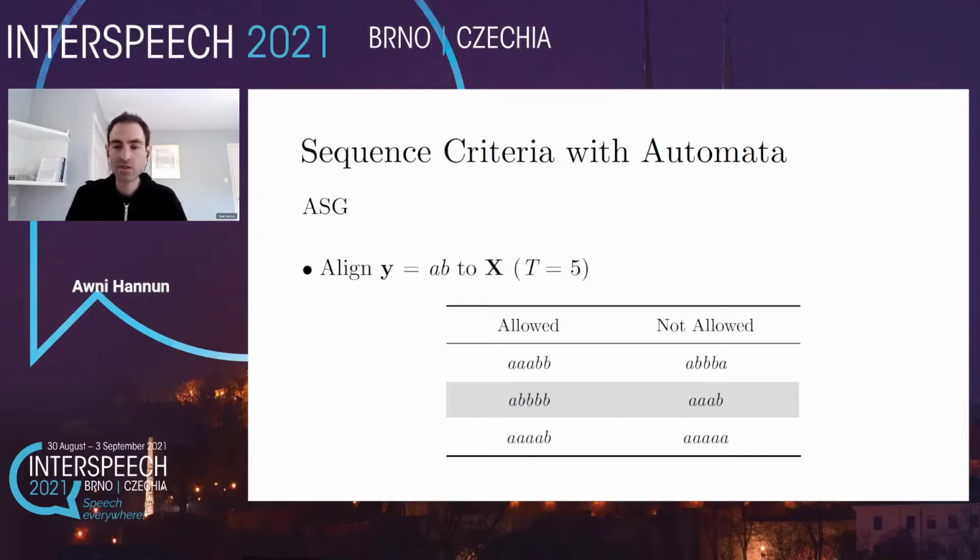And then in the second column, we see some examples of not allowed alignments. Let me briefly say why these are not allowed. The first example corresponds to the output sequence ABA. The second example corresponds to the output sequence AB, but it only aligns to an input of length 4, so it's too short. The last example corresponds to the output A. It's not the right output sequence. So we have this set of allowed alignments that ASG specifies.